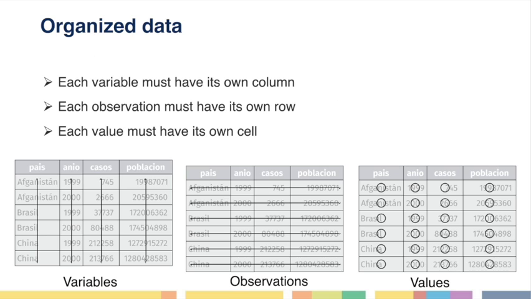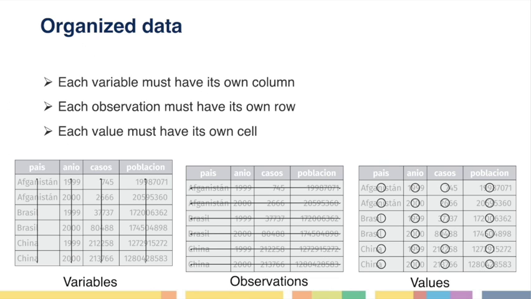And as a definition of the organized data, every variable must have its own column. As you can see here, every variable has its own column, and each observation must have its own row. So I have an observation in each one of the rows, and each value must have its own cell. So the combination of observations and variables would be in the values of each one of the cells.